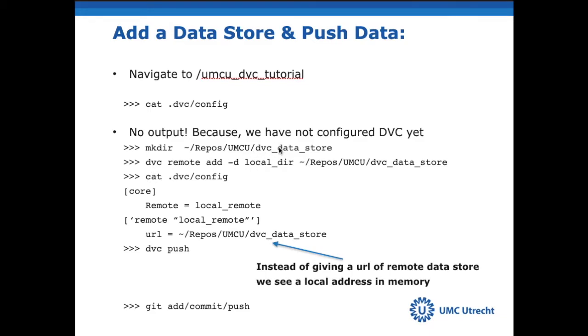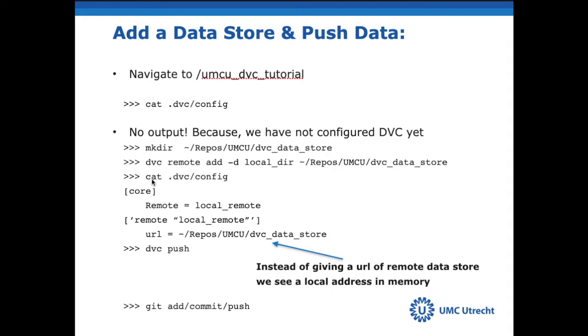Then we're going to add this directory to our DVC, and we're going to give it a name. So I'm going to say dvc remote add, and the flag -d is default. I'm going to give it a local directory and attach this directory to it. If you wanted to use a remote one, you could give it another name, say remote, with a URL for example, and attach an S3 or a Google Drive to this.